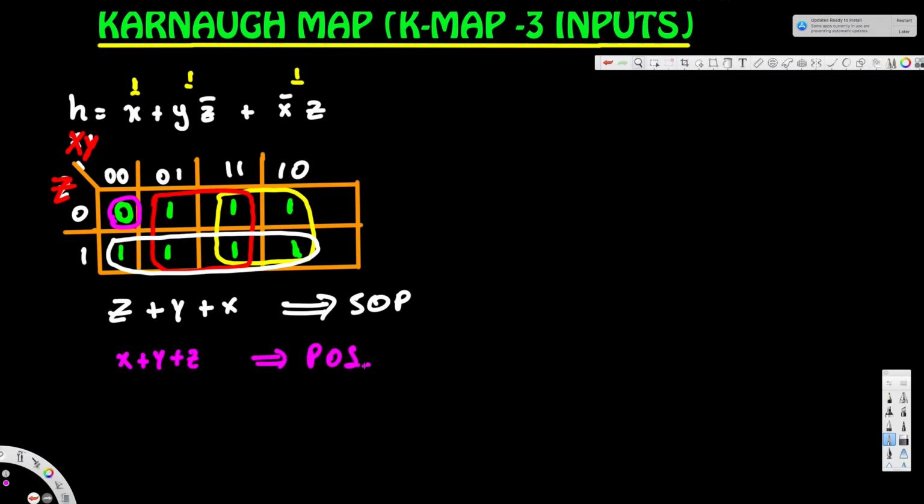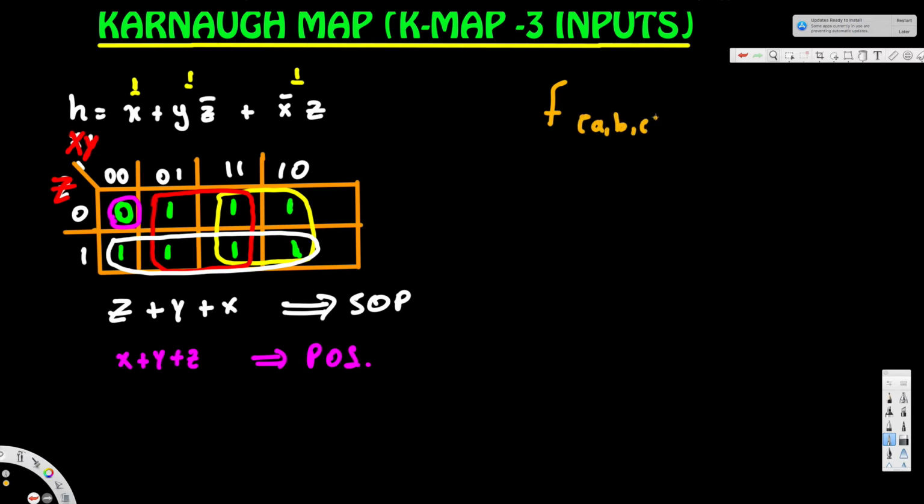Okay, now let's look at another example. Let's say we have a function given like this: f of a, b, c, equals summation of min terms 1, 2, 3, and then 6, 7. So here we have summation of min terms. We are going to create the K-map. Since we have 3 input variables, we are going to have 8 boxes.